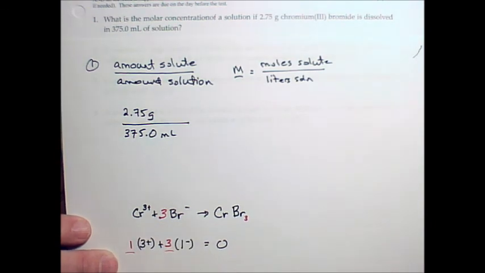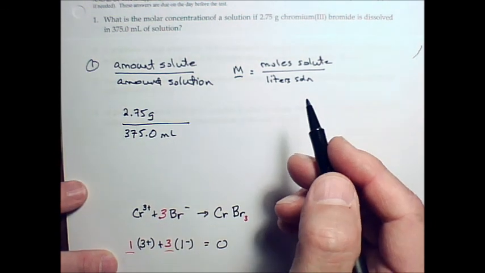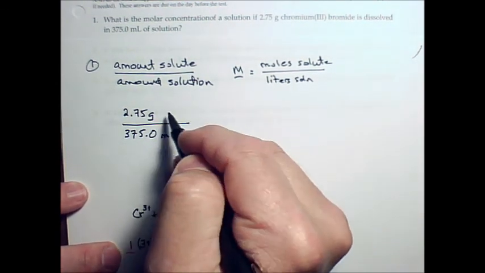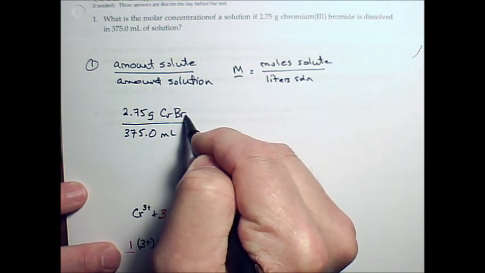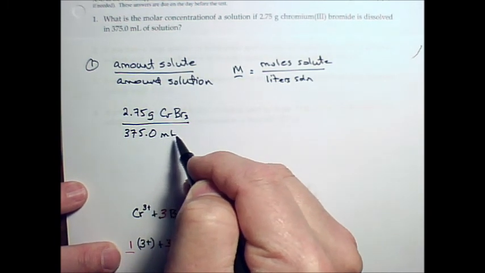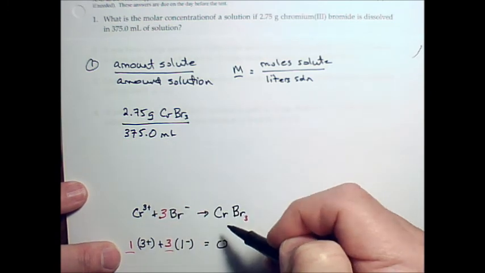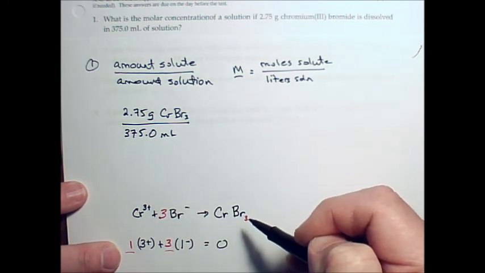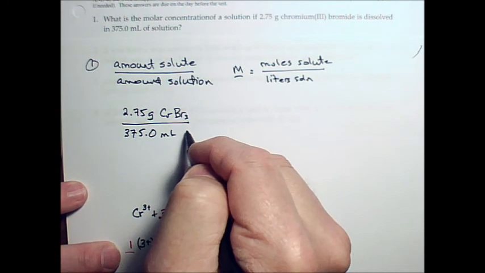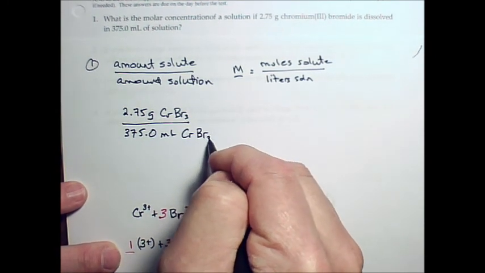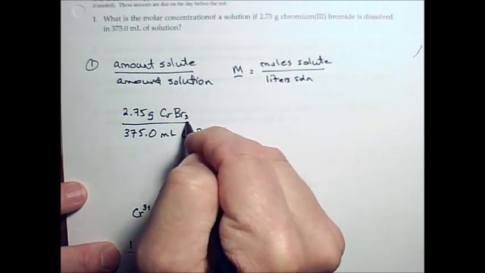If it were a 4, it would be a 4+ charge. If it were a 5, 5+ charge, and so forth. So this is CrBr3. And down here, we're going to name the solution for the solute species. So we're going to call it a chromium bromide solution. Okay?